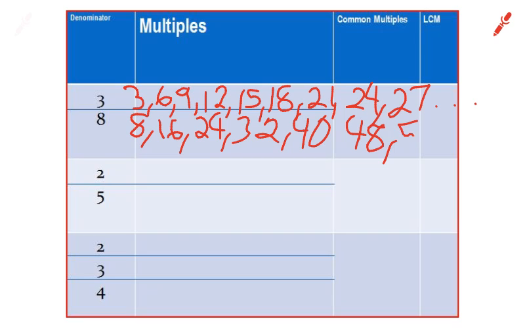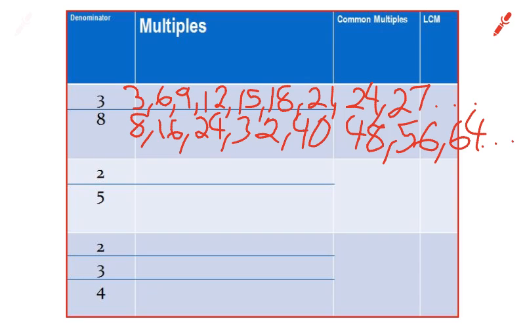48, 56. I mean 64. What am I thinking? And 64. It's okay. Good. Thank you, Luke. So now we need to find common multiples. What's shared in both of these? What are our common multiples of what we came up with here?